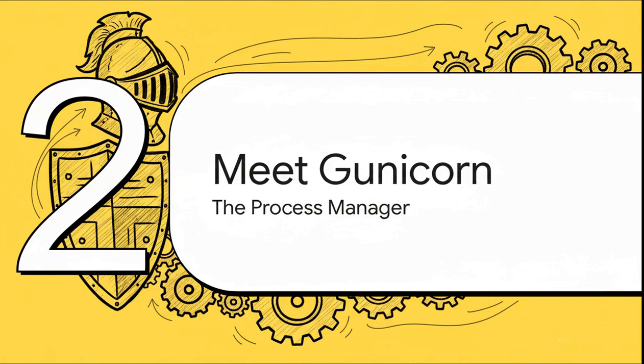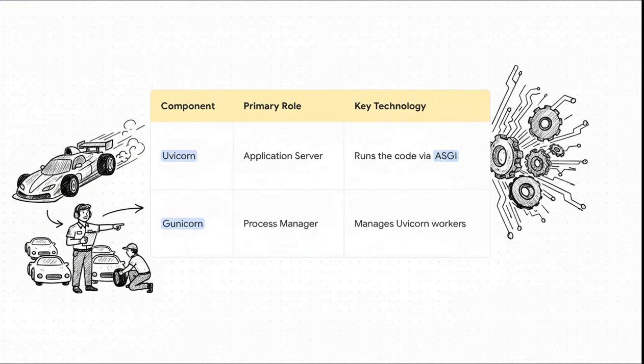So, how do we fix this single point of failure problem? Well, this is where the second member of our power couple steps onto the stage. Enter Gunicorn. If Uvicorn is the speedy race car engine, Gunicorn is the seasoned, battle-tested crew chief who makes sure the whole operation runs smoothly. And this is super important. They are not doing the same job. They don't even compete. Let's stick with that race car analogy. Uvicorn is the high-tech, super-fast engine inside the car. Its only job is to go fast.